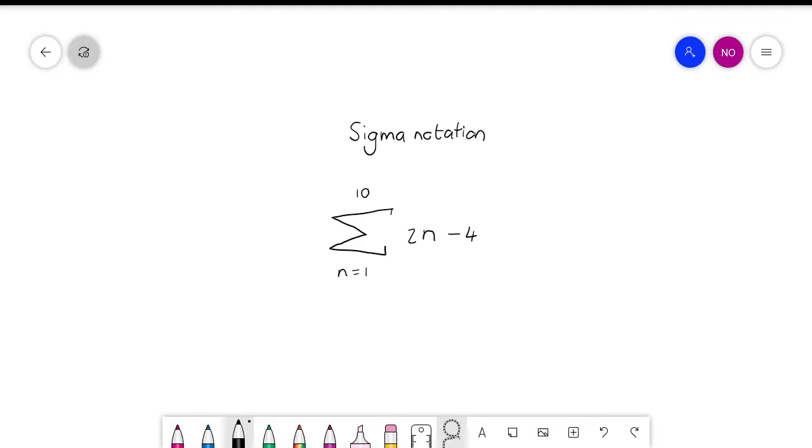So I can give you this. That's a whole question on its own. Calculate and then just that. And you need to know how to do that. Or I can ask you, write, and then I give you a sequence in its sigma notation. So you need to know both.